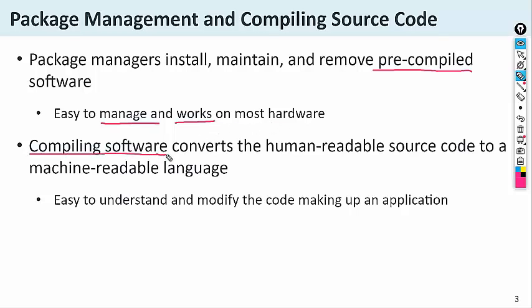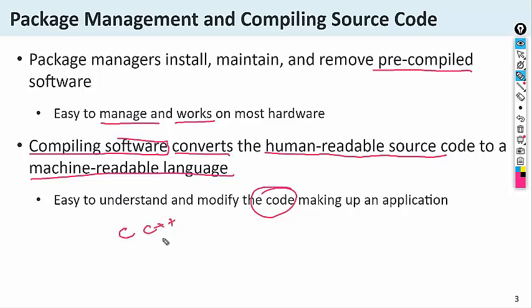So what is compiling software? Compiling software converts human readable source code to machine readable language. It is easy to understand and modify the code when making an application. When you are developing an application in C, C++ or any other language, it is easily understood by humans, but it will not be understood by the machine. So in this case, you will have to compile the software. Compiling software is a process of converting code which is human readable to machine readable. Simple.